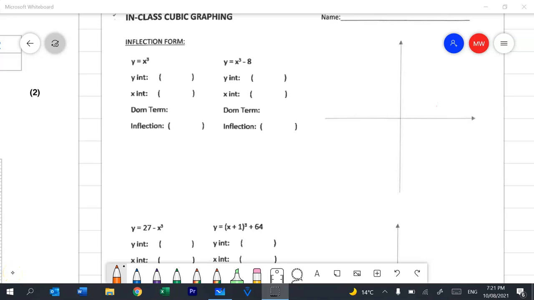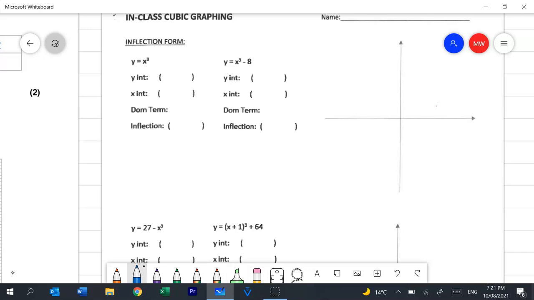In this video, we're going to have a look at graphing cubics when they're in inflection form. And inflection form really looks like this form down here. If you have a look at it, it really looks very similar to the turning point form from quadratics, except it's cubed instead of squared. And so what we're going to do is build up to that.